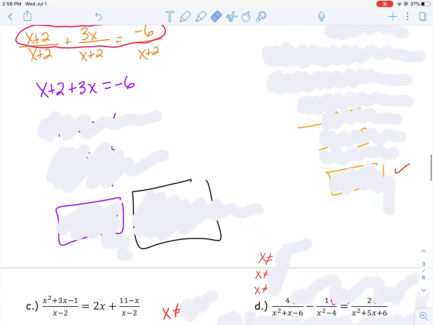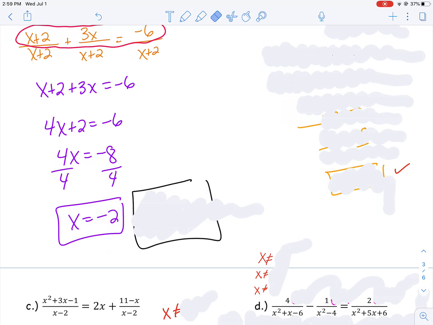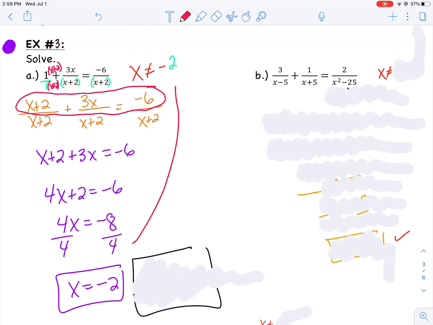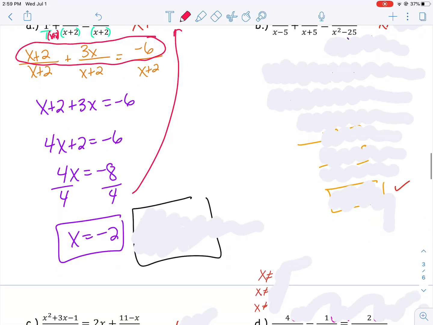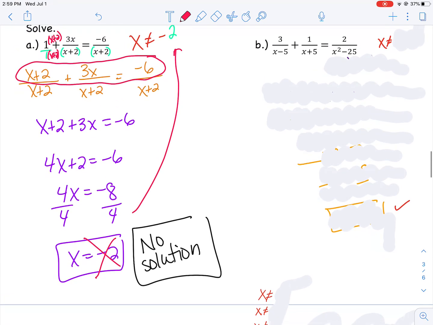All right, let's finish this equation by combining like terms, subtracting 2 from both sides, dividing by 4, and we end up getting x equals negative 2. But uh-oh, wasn't that our domain restriction? We said that x could be anything except negative 2. Since the only answer we got was negative 2, we have to say that this equation has no solution, because the one solution we got was an extraneous solution. It's going to give us a 0 in our denominator. So this equation has no solutions. Always double check that so that you don't accidentally say x equals negative 2 works.